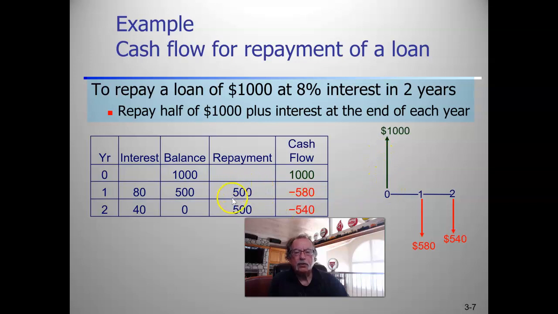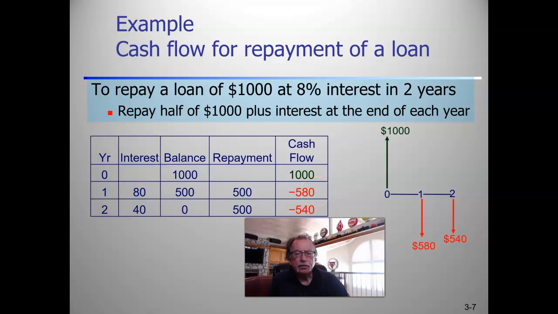In year 1 and 2, we're going to repay $500, but we're going to pay interest as well at the end of year 1 and at the end of year 2. So we pay 8% interest. We've borrowed $1,000 for 1 year. We pay 8% on it. So our total payment at the end of year 1 is $80 interest plus the $500 repayment. So we're going to pay $580.